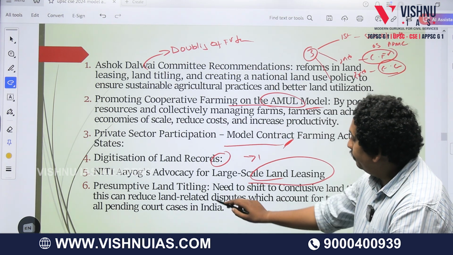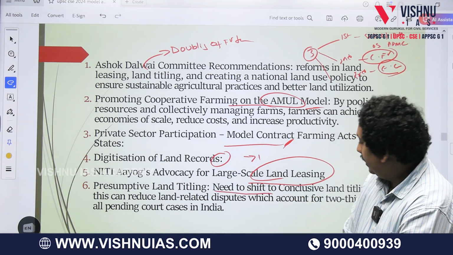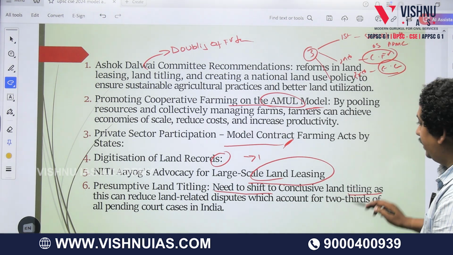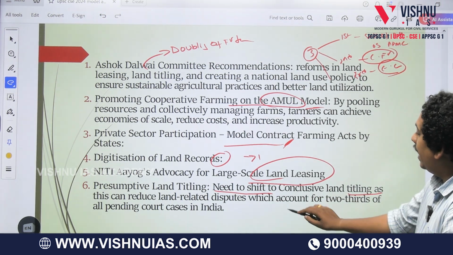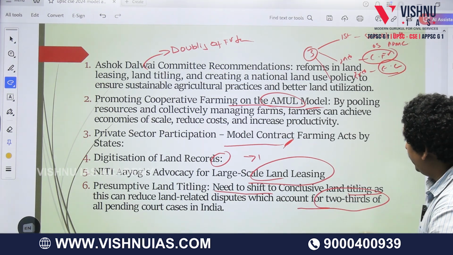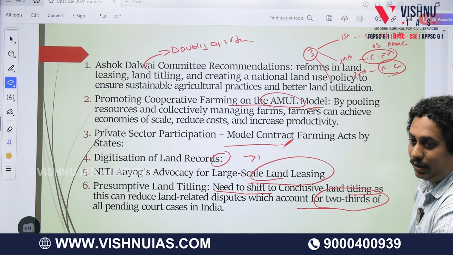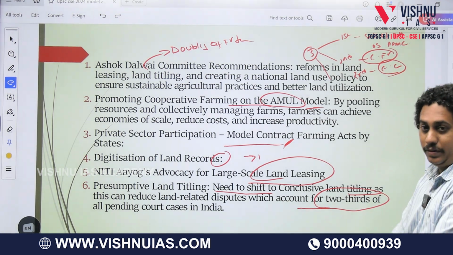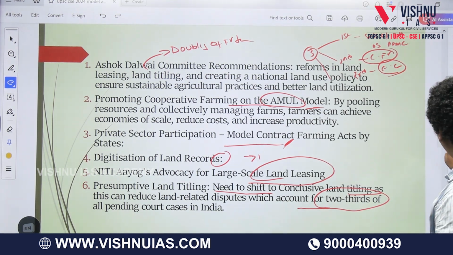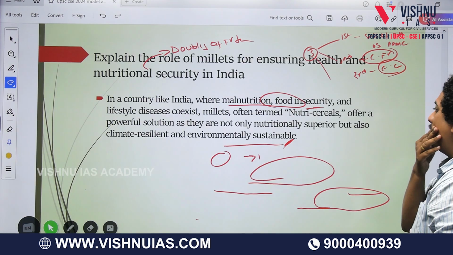Okay. Presumptive land titling needs to shift to conclusive land titling, as this can reduce land related disputes, which account for two thirds of all pending court cases in India. Two thirds of the cases in India are related to land disputes only. Okay, some suggestions like these you could have mentioned.